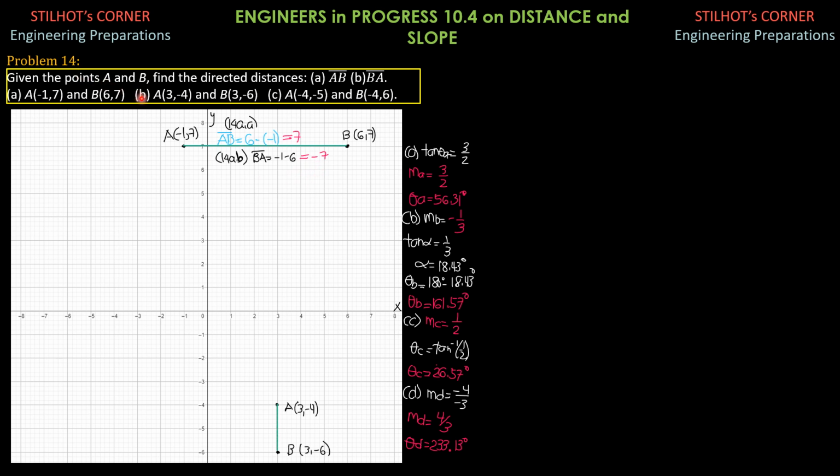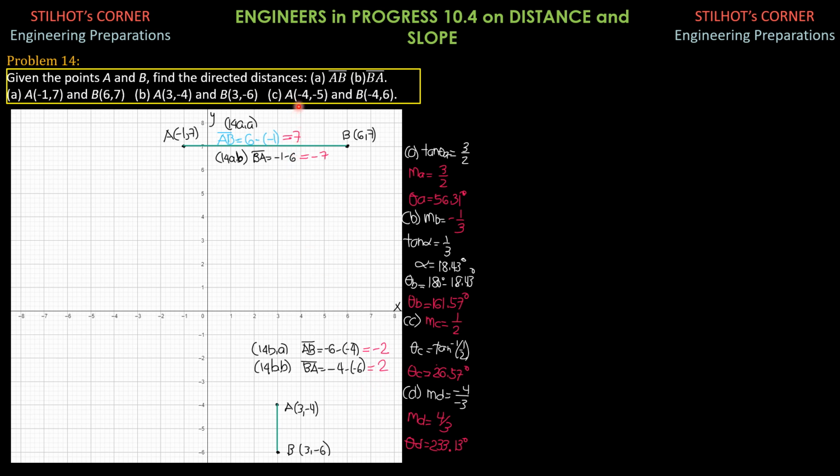Then we have B, 3 comma negative 4, 3 comma negative 6. So this is A 3 comma negative 4, B 3 comma negative 6. AB is in the downward direction, so expect negative. It is B coordinate negative 6 minus quantity negative 4, so it's negative 2 for AB. Then B to A, it's the upward direction, so it is positive. So y coordinate of A, negative 4 minus y coordinate of B, which is negative 6. So that's why it's positive 2.